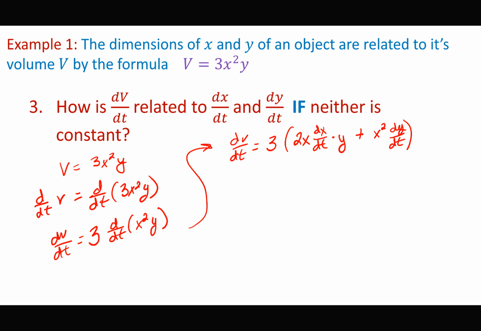Exactly. So this would be 3 times 2x dx/dt times y plus x squared dy/dt. And now we could distribute through, so this would be 6xy dx/dt, and then plus 3x squared dy/dt.